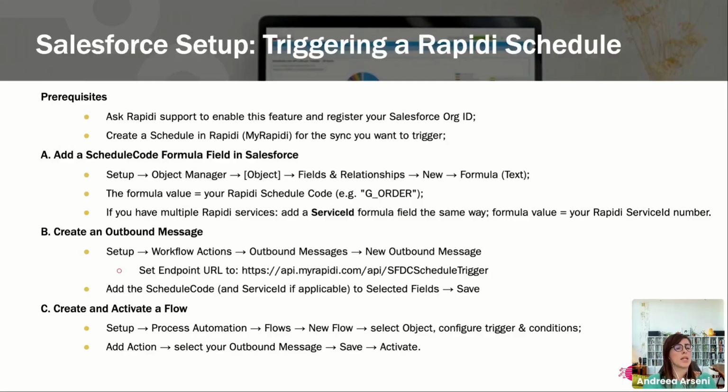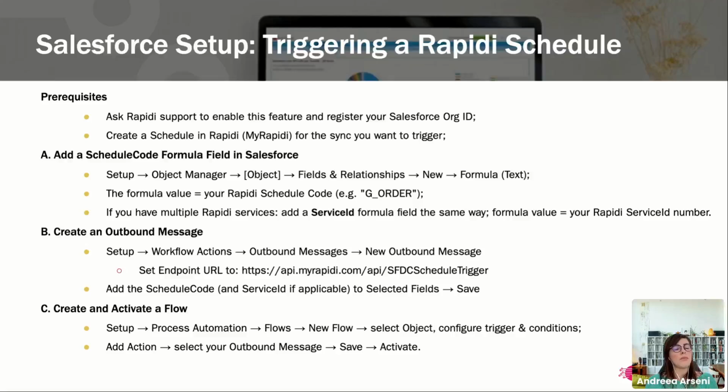When it comes to Salesforce, this can be done easily and it's pretty straightforward. If you need to trigger a Rapidi schedule, meaning you need an instant sync between Salesforce and a different system, you have to go through some steps. Step number one, you have to reach out to us so that we can add your Salesforce org on your service. It needs to be there so that when Salesforce sends the data, it can connect the Salesforce org with the right service ID.